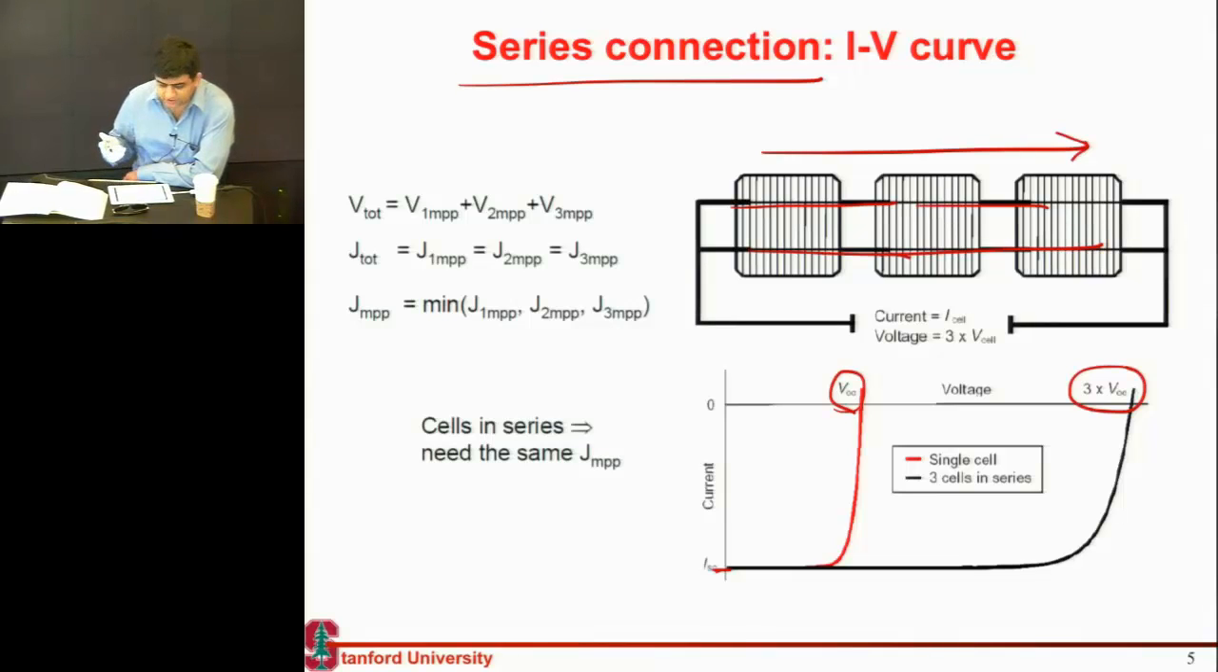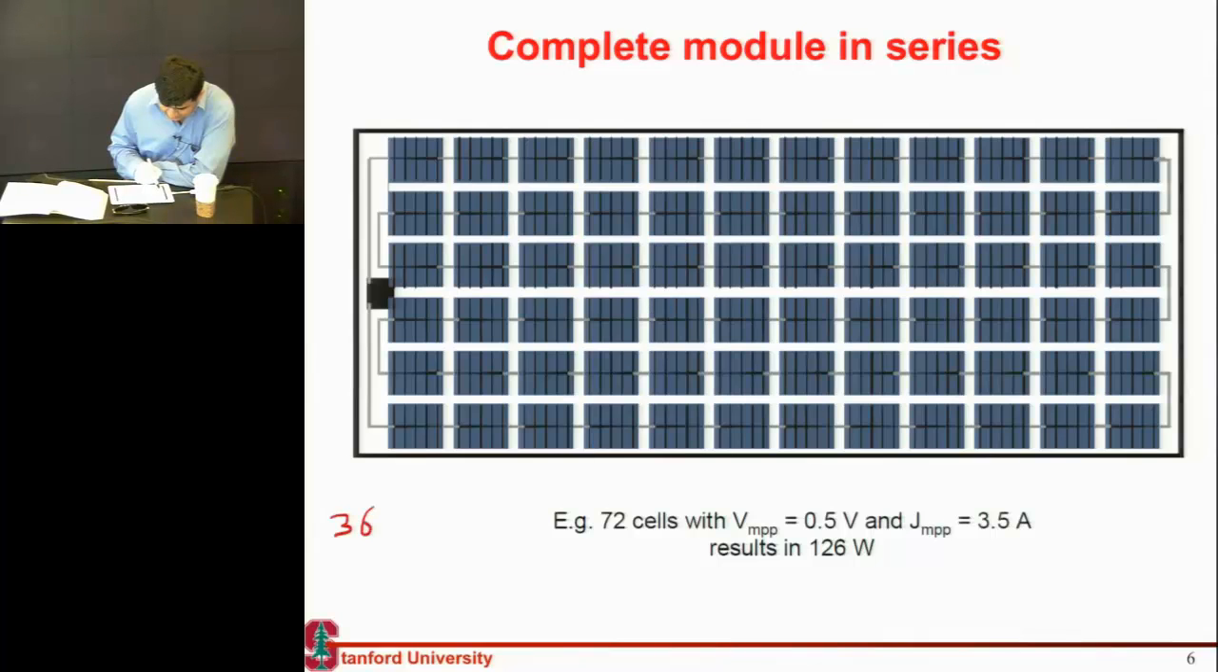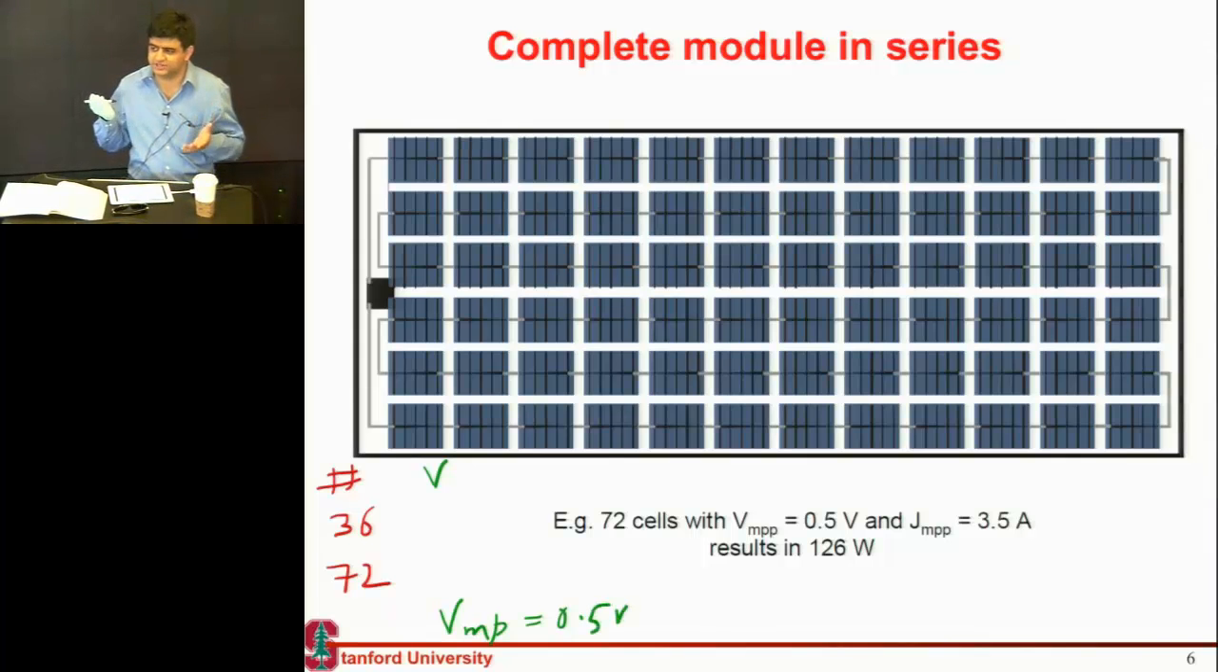So usually these modules use a combination of both series and parallel connections. And this is a finished module. Typically you have around 36 or 72 of these cells connected in series. The reason for that is that if you have 36 of these cells, and assuming a maximum power voltage of approximately 0.5 volts. So usually you have an open circuit voltage which is around 0.6, 0.7 volt for a silicon cell. The point at which this maximum power occurs is approximately 0.5 volt.